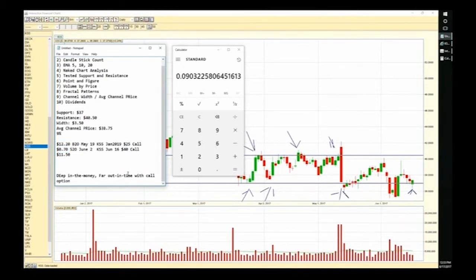I have the deep in the money far out in time call. With the deep in the money far out in time call, what's the definition of buying an option? When I buy an option with an American expiration, at any time I can go and give the strike price to the option seller. Here's my $25, and they have to hand over Kohl's, and that's what I got for paying them $12.20.